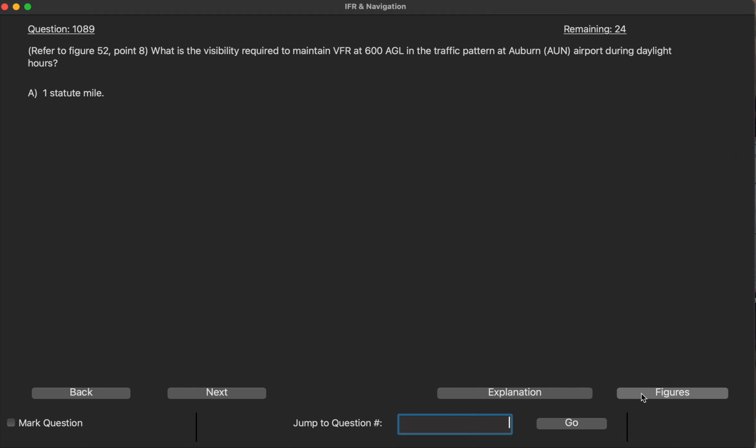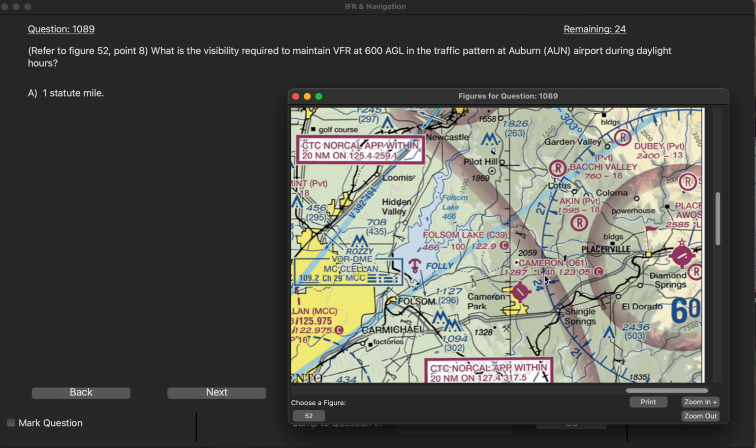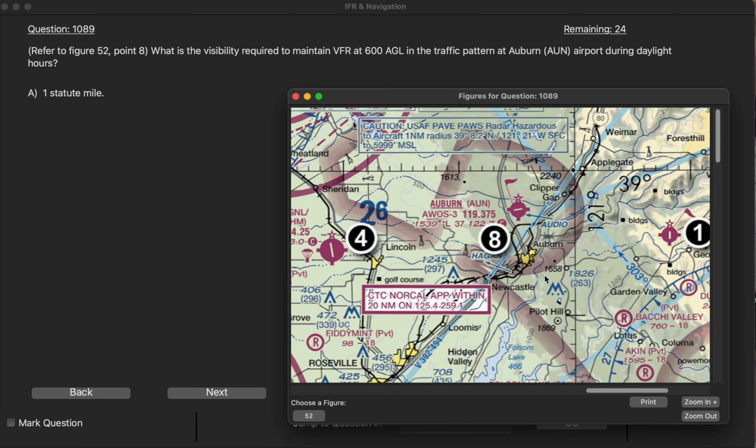Refer to figure 52.8. Okay, here's point 8. What is the visibility required to maintain VFR at 600 feet AGL in the traffic pattern at Auburn Airport during daylight hours? So it's going to be Class Golf, since it's in the fuzzy magenta, and it's going to be 1 statute mile, just because we're at 600 feet, which is below 700 feet AGL.